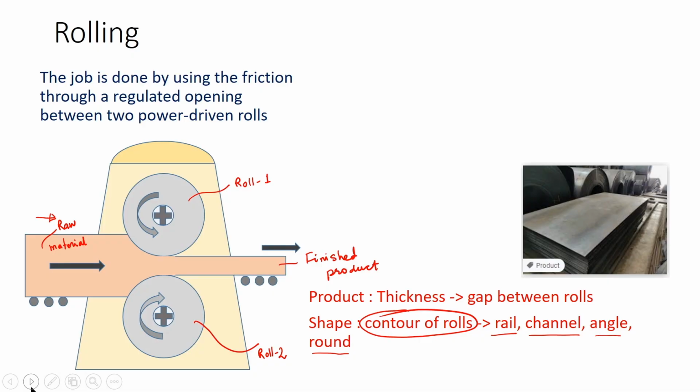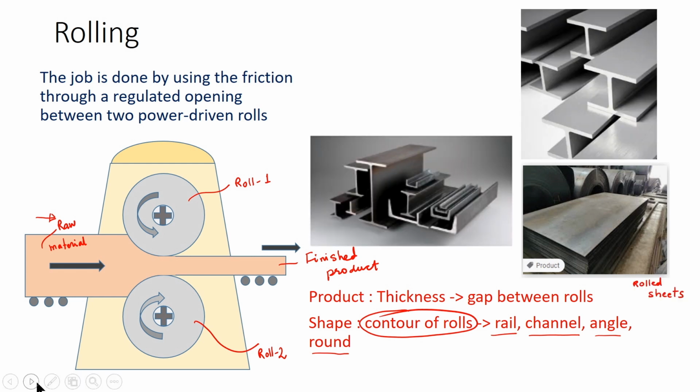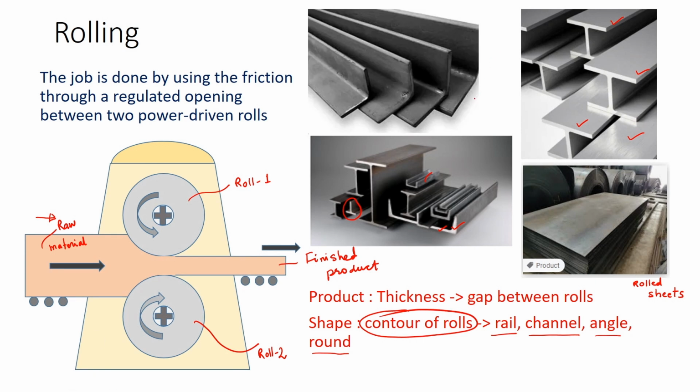Certain applications are there on your screen. These are rolled sheets. Then you can see the I channels, which are often used in construction. In addition to that, we can produce a variety of angles and the C channels. Here you can see the inverted T shape channel. All these channels can be manufactured by using the rolling process. And this is the L channel.